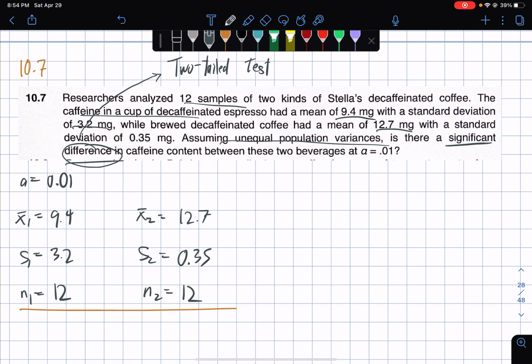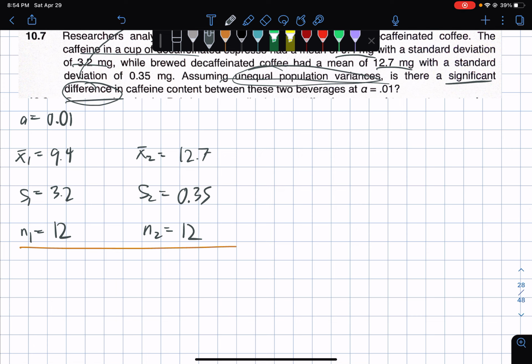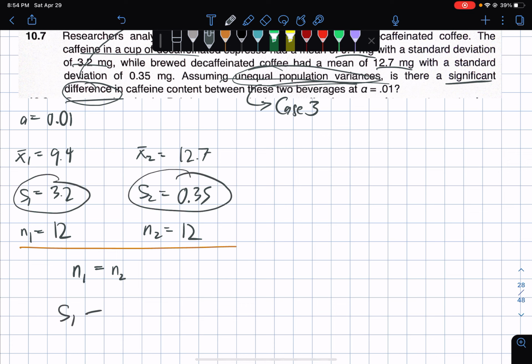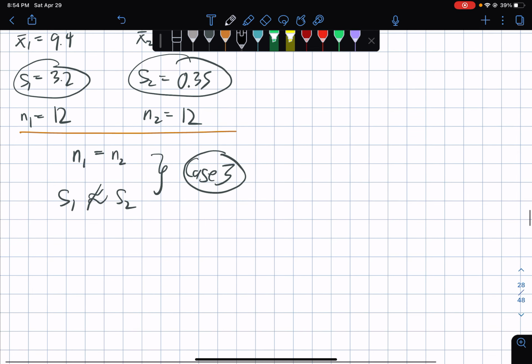And assuming unequal population variances, let's check first if this is actually case 3, because just by what's stated, this is case 3. And let's say N1 is roughly equal to N2, or more so, it's equal. So this is either case 2 or case 3. But then, based on the S1 and S2, they are far from each other. So they basically define the fact that it's case 3.